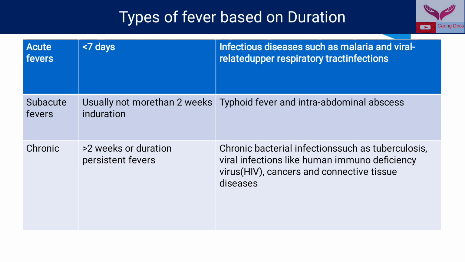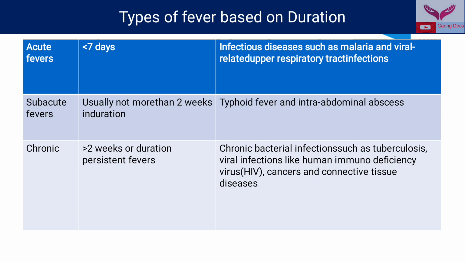Depending upon the duration of the fever, we can categorize them as acute fever, subacute fever, and chronic fever. Acute fever occurs for less than 7 days, meaning the duration of the fever is less than 7 days. It occurs in infectious diseases such as malaria and viral related upper respiratory tract infections.